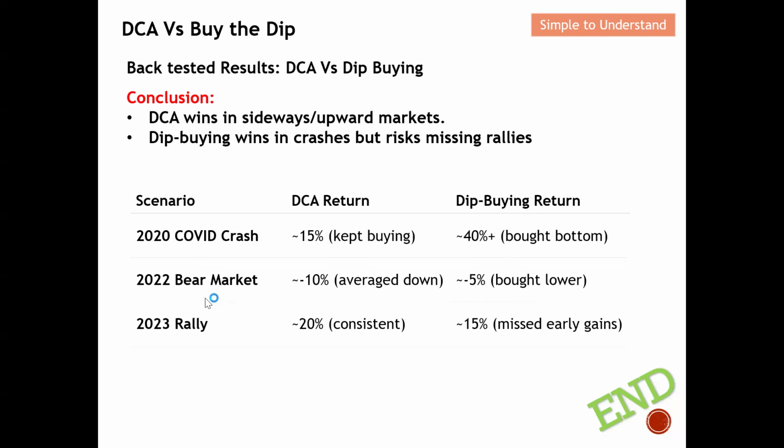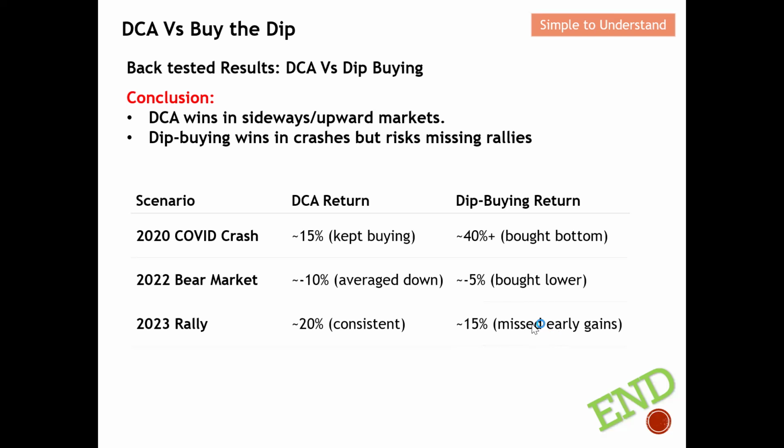And then last but not least, when the market actually rallies, in 2023 the price rallied. When we do this DCA, then we will have a 20% return with consistency. However, if you use dip buying for a rally, you actually miss the early gain because you can't identify the dips. And once you cannot identify the dips, then you may have an issue. You probably will miss all the early gain.